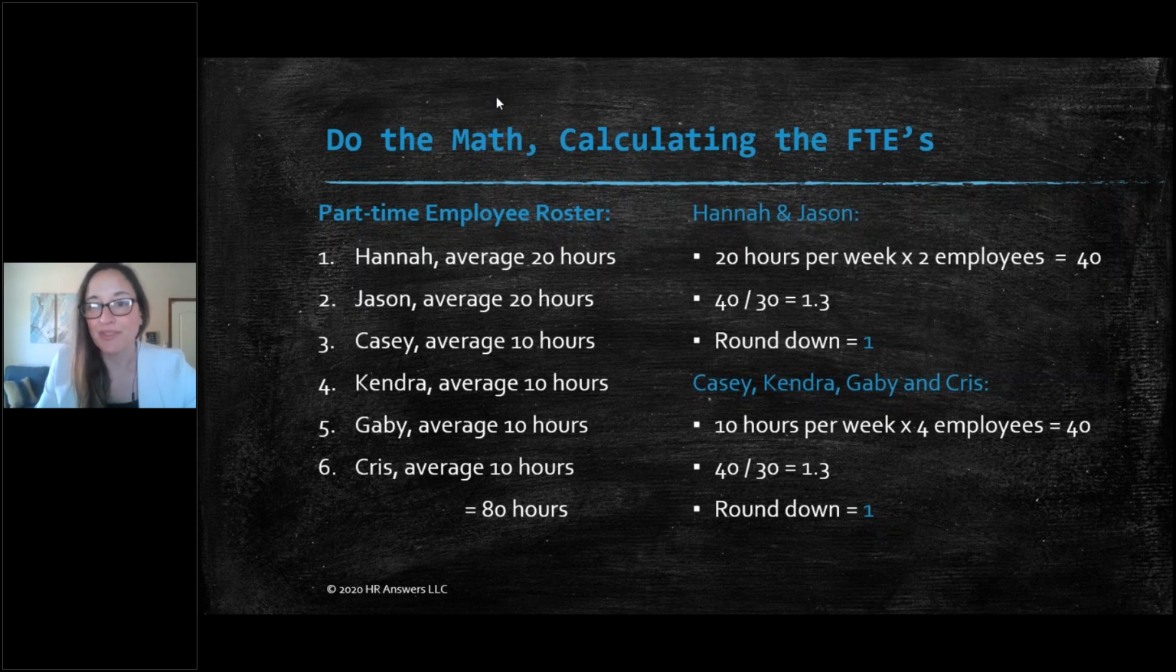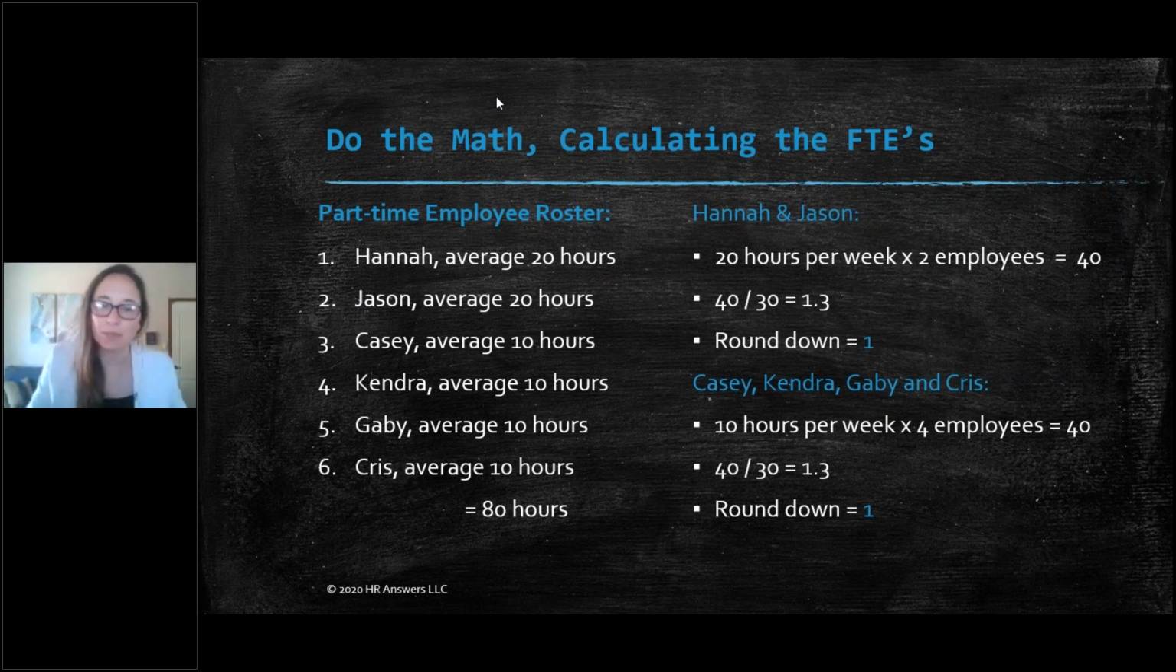So Hannah and Jason are both in this 20 hours per week on average bucket or roster. And so all we're going to do is say we have 20 hours per week times 2 employees. So we have a total of 40 hours per week between Hannah and Jason. We divide it by our number of hours in our policy and get the total of 1.3, and then we round down. Now, important to note that you always round down, even if the calculation ends up being 1.6 or 1.8 or whatever your calculation is, we always round down in the FTE calculation.